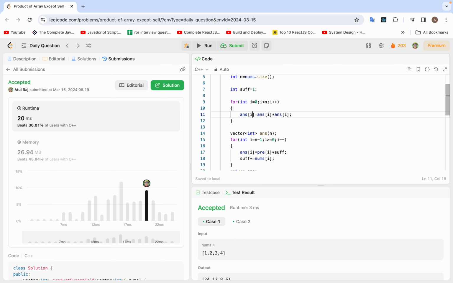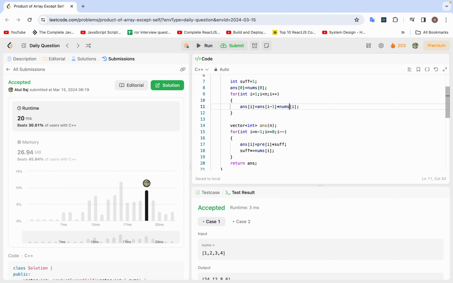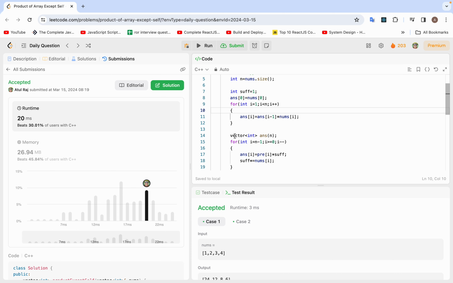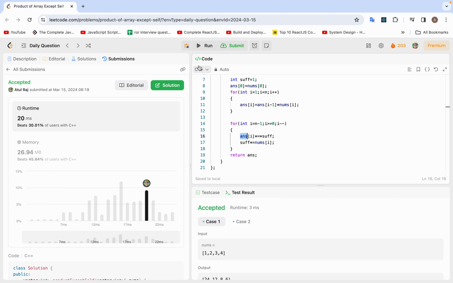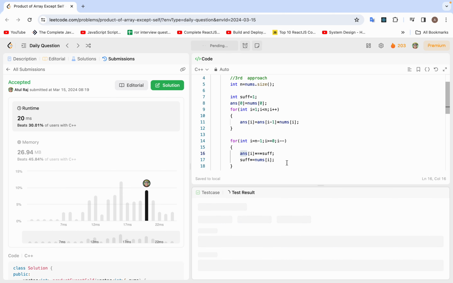what I can do is I will store answer 0 as nums of 0, and answer I should be answer of I minus 1 times nums of I. Right, I'm just storing the prefix array in this answer, and using this suffix I'm just multiplying the suffix to store the answer in this, right? So let's see.